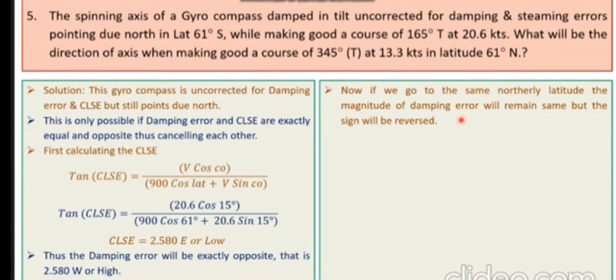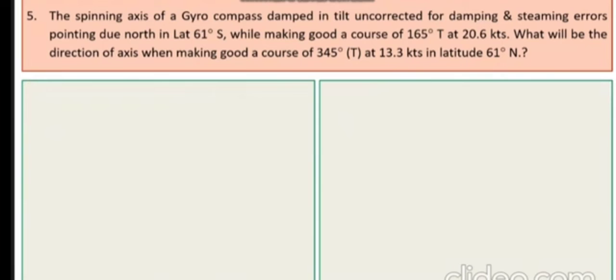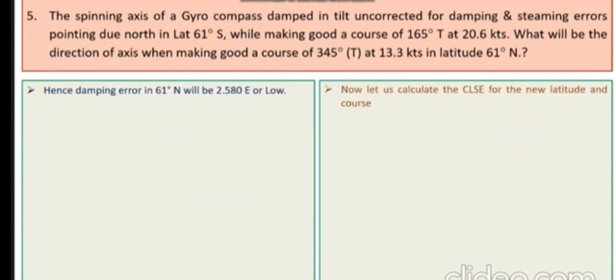Only thing is the naming of the error now changes from west to east, because in northerly latitudes the damping error is always east or low. Hence the damping error in latitude 61 degrees north will be 2.580 east or low. Now moving further, let us calculate the CLSE for the new latitude and course. We have the damping error available now, which is 2.580 east or low, as calculated in the last slide. So moving on to CLSE or the steaming error.